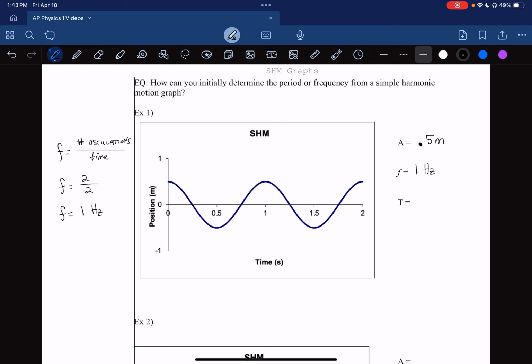For period, you could take the inverse of the frequency, and I realize mathematically this is not very exciting. 1 over 1, which is just 1.